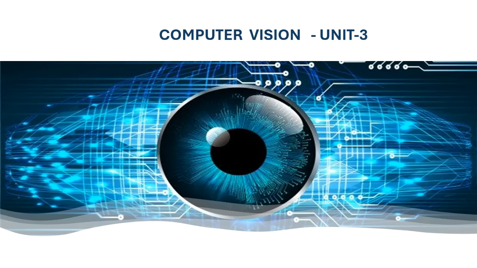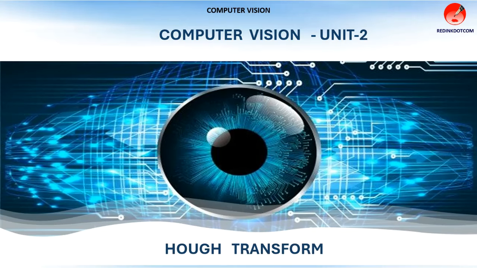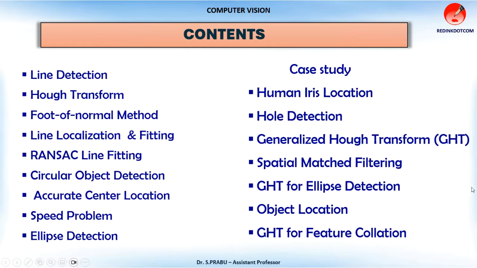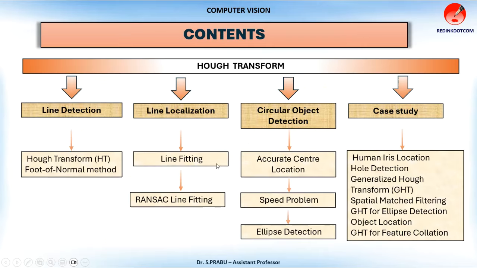Hello students, here we are going to discuss Unit 3 of Computer Vision, called Hough Transform. Unit 3 notes are available in the description part. You can download them. These are all the contents available in this unit. I grouped the contents into four main categories.